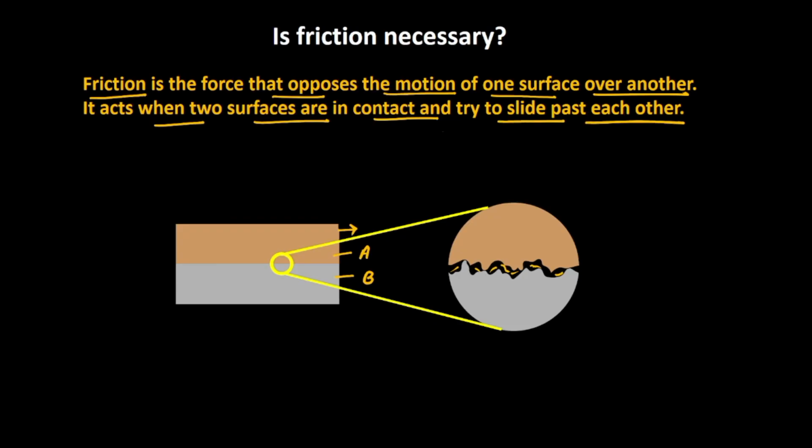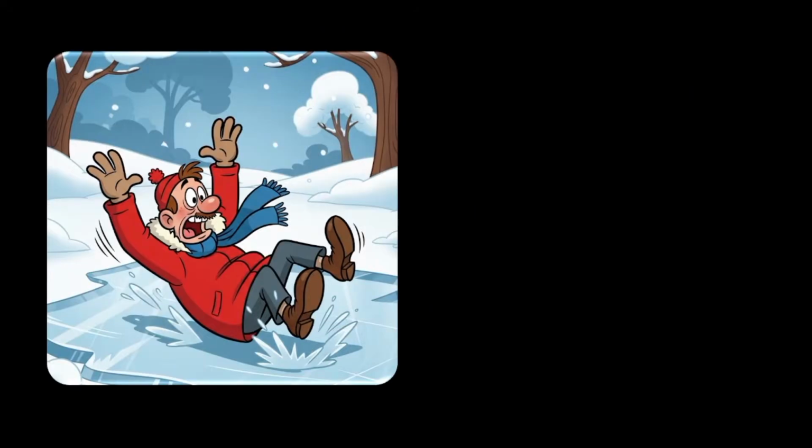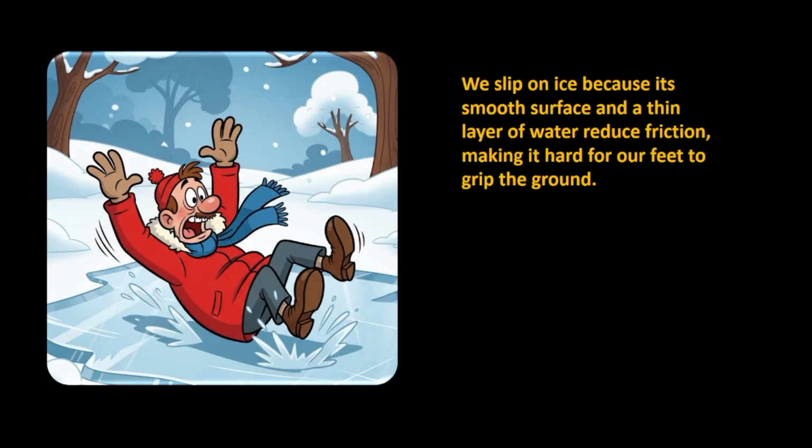Now, since the frictional force is the one that opposes the motion, shouldn't there be no necessity for the frictional force? Let's try to understand with the help of an example. Let's take this example. What do you think? Is it easy to walk on the surface of ice or is it difficult? As you can see in this example, the person is not able to walk properly on ice and thus the person is slipping. So why is the person slipping? Has friction anything to do with this? Let's try to find out.